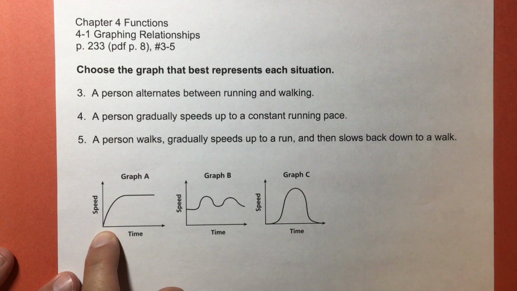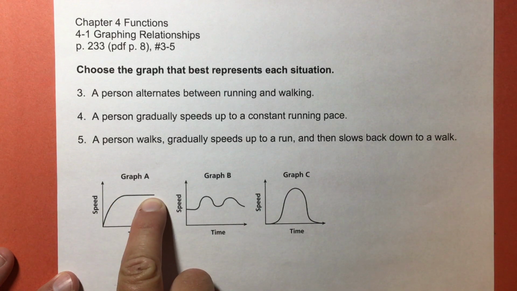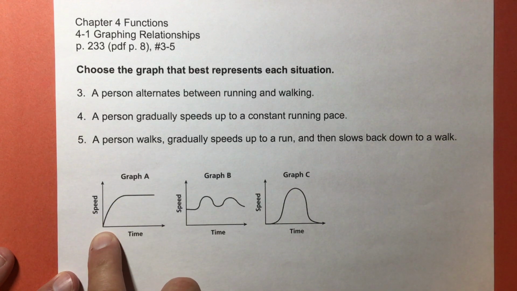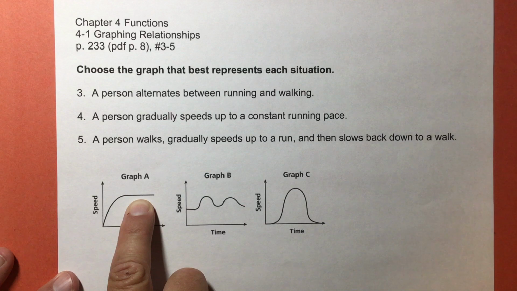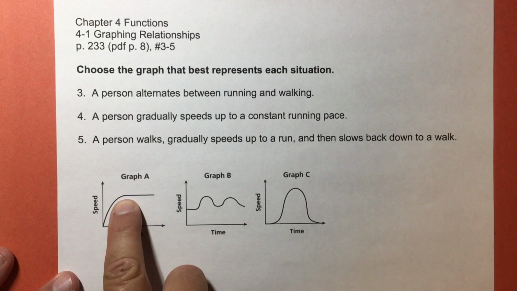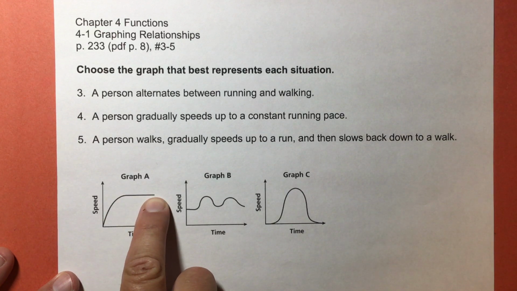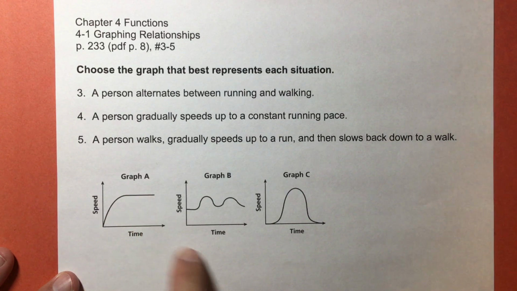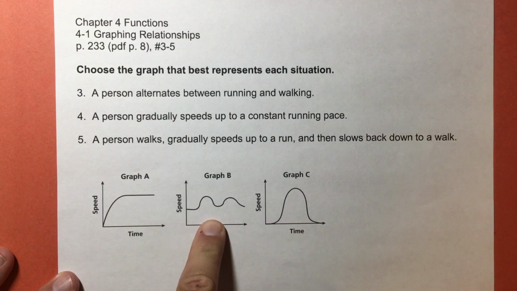If I look at graph A, this is increasing, then staying the same. This looks like if someone was going for a run, and I usually don't run at a constant speed, but this would be someone who knows how to set a good pace. Increasing, and then found out what your pace is, and you would keep that pace. That's the answer for a later problem, so I'm going to skip it.